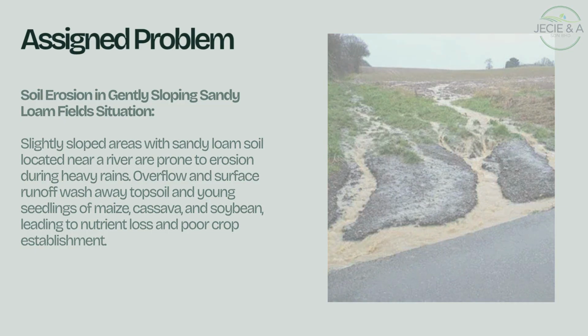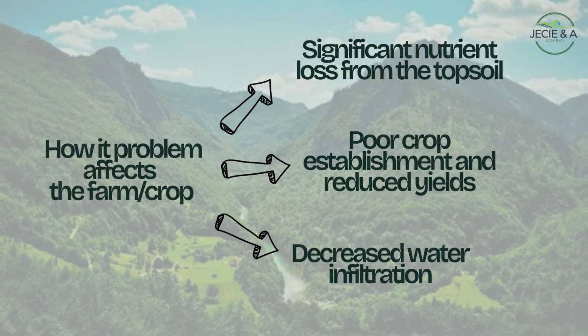So how this problem affects our farm and crop is, the first one, it causes significant nutrient loss from the topsoil, degrading the long-term fertility and productivity of the field. The second one, poor crop establishment will reduce the crop yield due to the physical loss of seedlings of the cassava, soybean, and also corn. The third one, it will decrease water infiltration, meaning that valuable rainwater is lost as runoff rather than being stored in the soil for crop use.